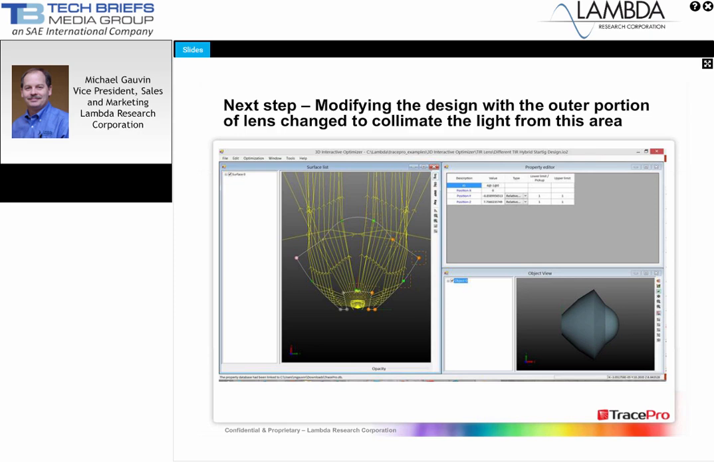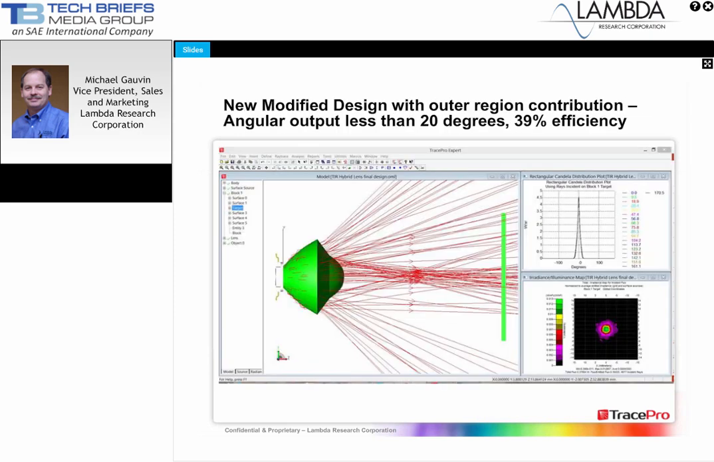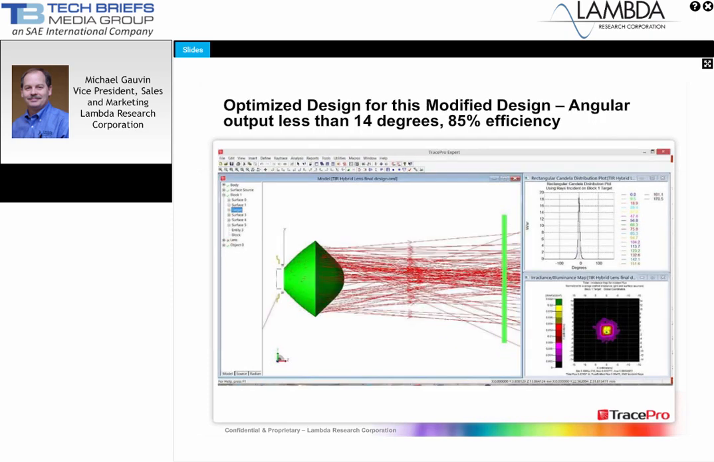And you can see that we're doing that with the interactive ray trace here. So we've modified the outside areas to do this. Now, if we do a full ray trace, we're getting exactly what we wanted, which is about a 20-degree output, which gives us the MR16. We've got an efficiency of about 39% here, and this is the start of the optimization process.